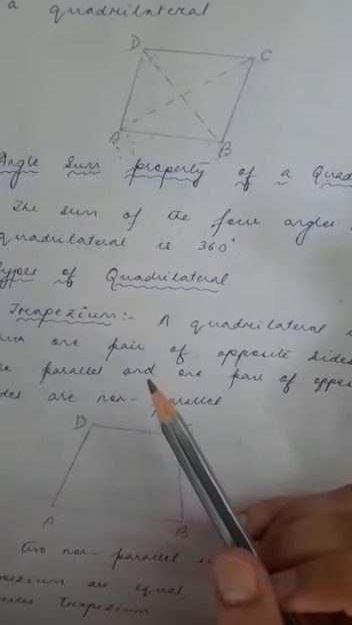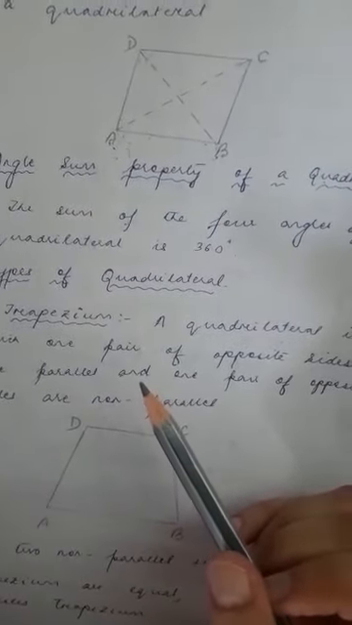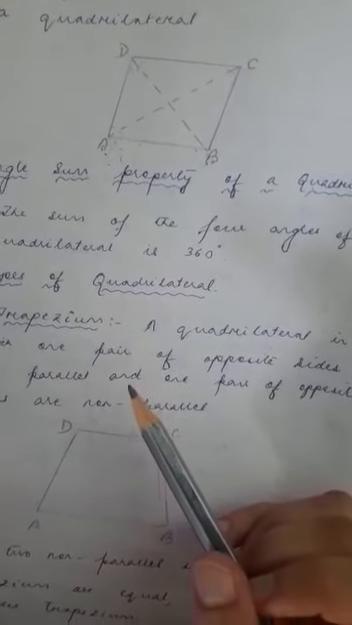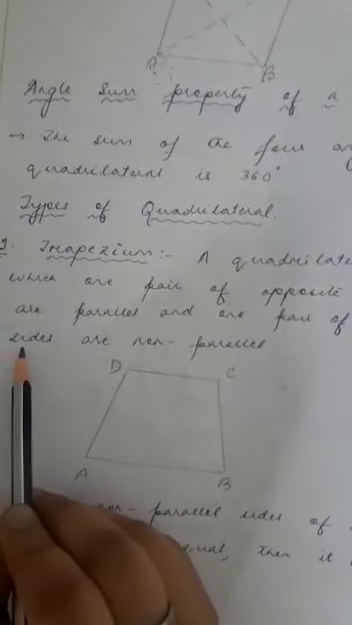Right. So first we got what is a quadrilateral, second the angle sum property of a quadrilateral. Now we will go to the types of quadrilateral. There are 6 types. We'll study 6 types of quadrilateral. The first one is your trapezium. So now what is a trapezium?